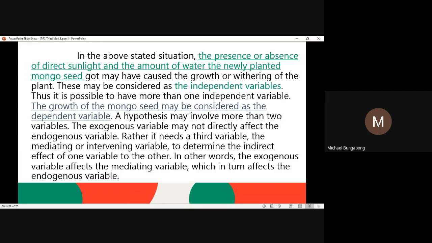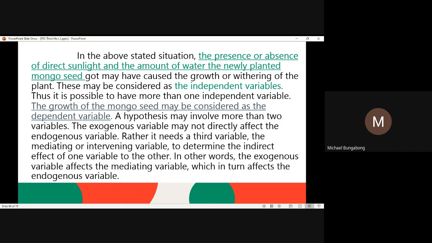So a hypothesis may involve more than two variables. We do have the exogenous variables, di ba na-explain ko na, kasi we have different types of variables, but we have to categorize those accordingly. So lahat, di ba, ng mga independent nasa exogenous, di ba? So remember that. The exogenous variables may not directly affect the endogenous variable, which is the dependent variable, so do not confuse. Rather, it needs a third variable. So the mediating or tinatawag natin diyang intervening variable, sagabal or pumapagitna.